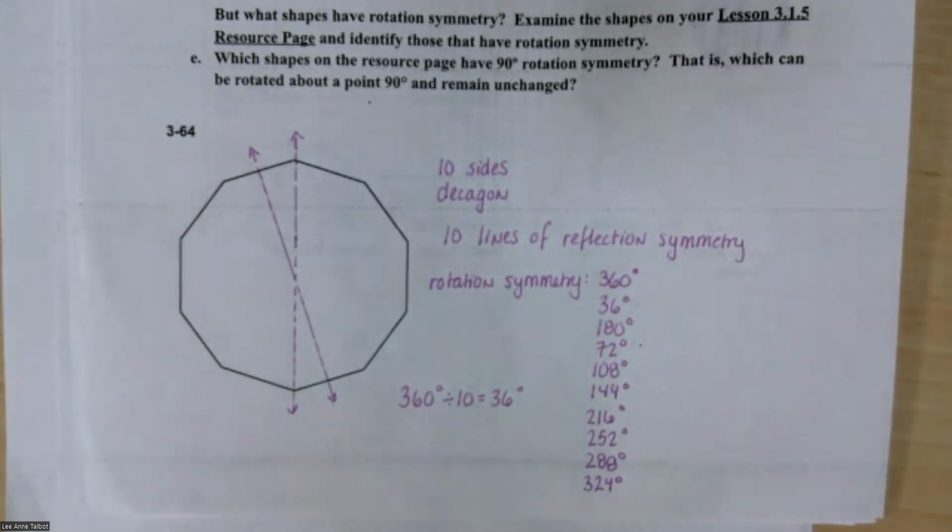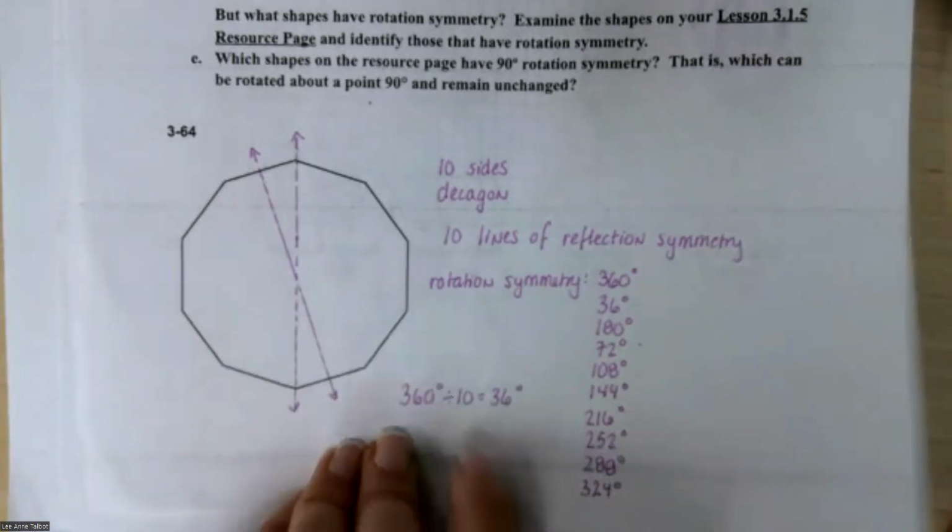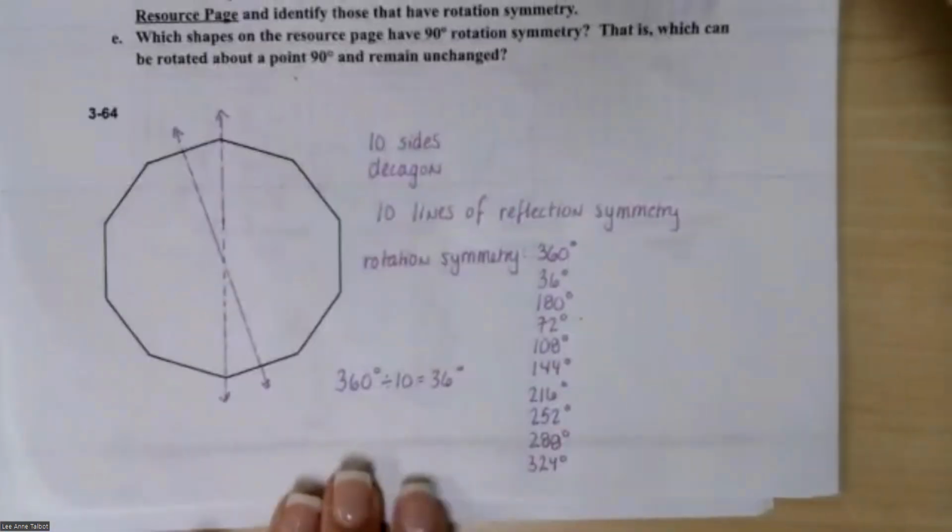And then really, to be honest with you, it's plus 36 forever. But we're not going to do any more than 360 right now. Okay, this is what I need you to do. I need you to locate your digital escape page.